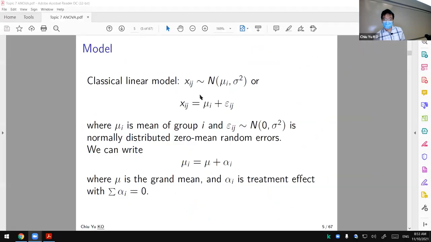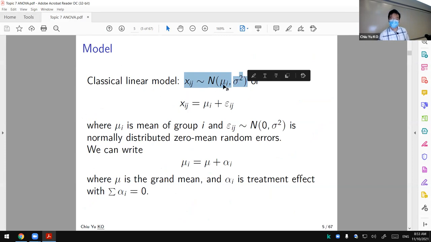So for every observation, the sigma is the same, no matter which observation, the variance is the same. And each one will be realized depending on the group I. This is the notation we set: the Xij have a normal distribution with mu I and sigma square. And this is what you usually see in a mathematical expression.